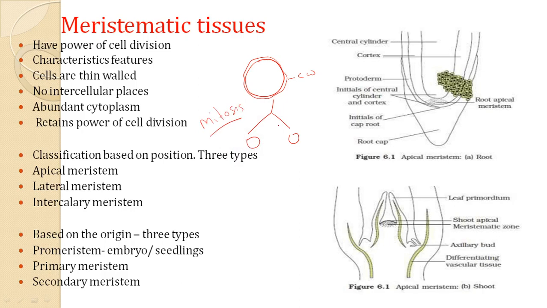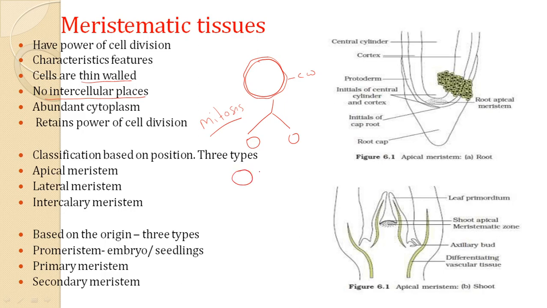From mitosis, one cell is divided into two. So the outer cell wall is always thin, because if it is not thin, then cell division is not possible as quickly or rapidly as with the thin wall. The thinness of the wall is very essential for the division of the cell. Another important thing is that there are no intercellular spaces. Intercellular spaces means the space between two cells.